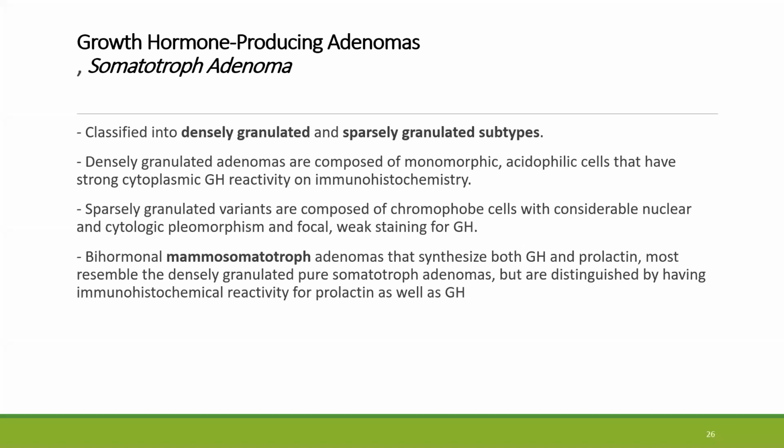The densely granulated adenoma is composed of monomorphic acidophilic cells that have strong cytoplasmic growth hormone. Actually, the dense granules are the ones that give the acidophilic or the pink color. The sparse granules are different, because there are very few granules. That's why we see the stain to be chromophobe. So that's why the prolactin producing adenomas are sparsely granulated, very few granules, and are chromophobe. Why? Because they are sparsely granulated. The more granules you have, the more acidophilic or pink color you have.